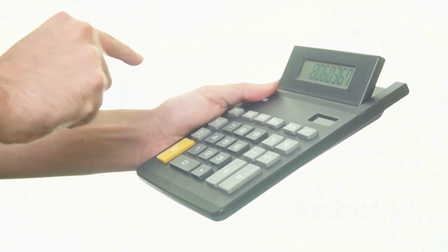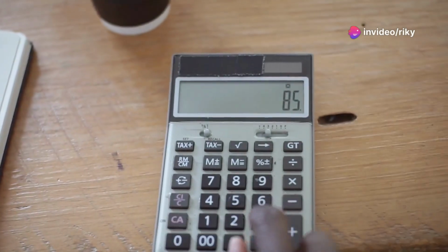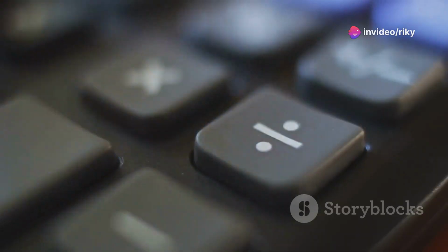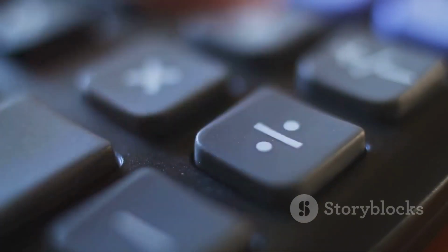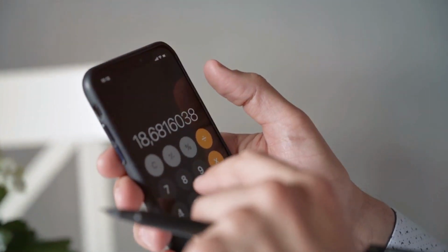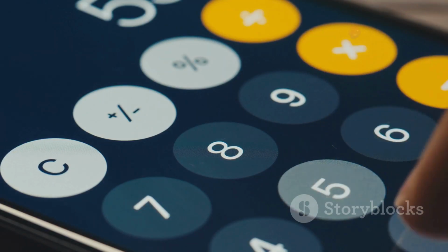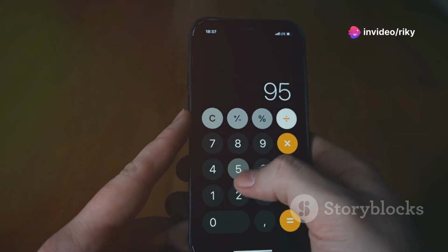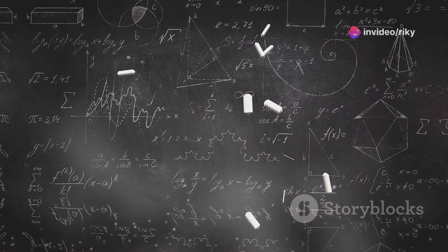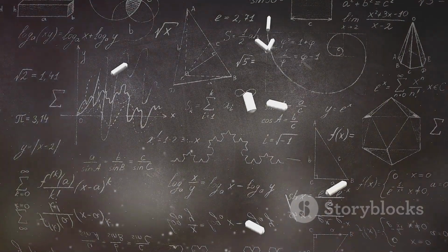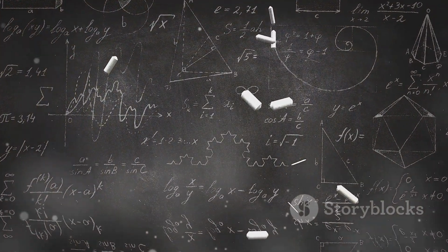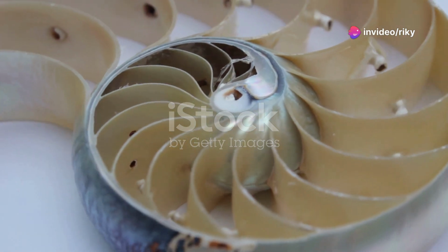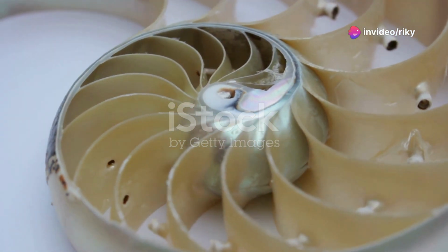For example, 1 divided by 1 equals 1, 2 divided by 1 equals 2, 3 divided by 2 equals 1.5, 5 divided by 3 equals 1.666, 8 divided by 5 equals 1.6, 13 divided by 8 equals 1.625, and 21 divided by 13 equals 1.615. As you can see, the ratio oscillates around the golden ratio, getting closer with each successive term. This convergence to the golden ratio is a testament to the intricate relationship between these two mathematical concepts.